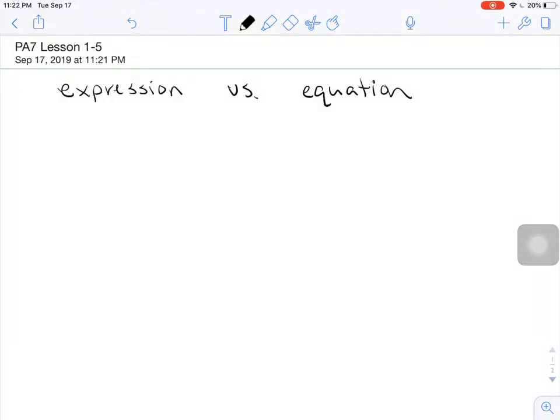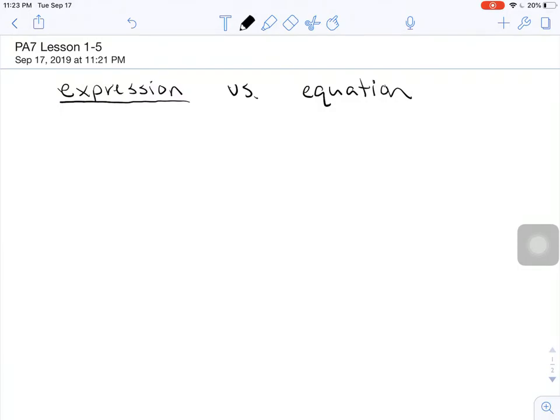In a previous lesson, you learned about and worked a little bit with algebraic expressions. In this lesson, we are going to talk a little bit about equations and start thinking about working with equations. In algebra, an expression and an equation are not the same thing. The biggest difference between an expression and an equation comes down to the equal sign.